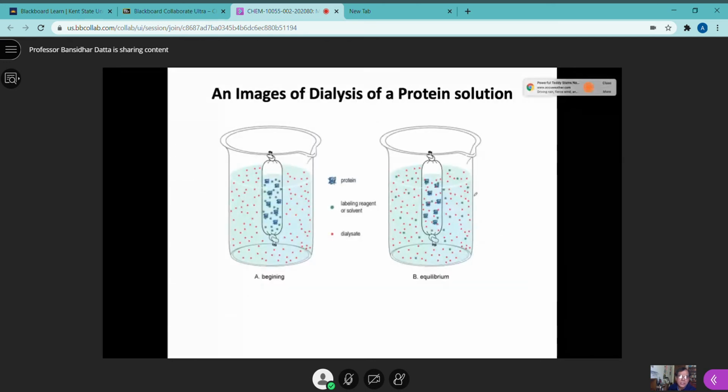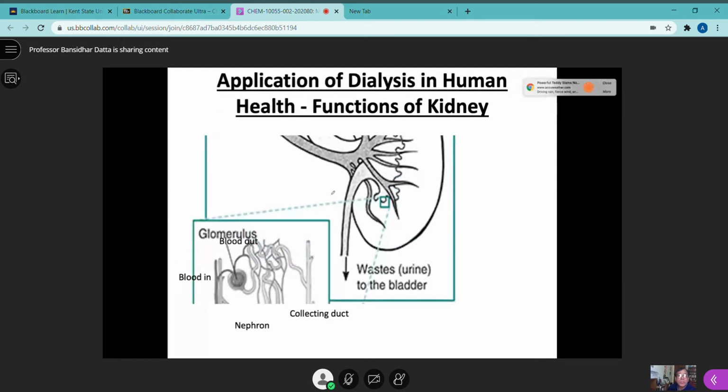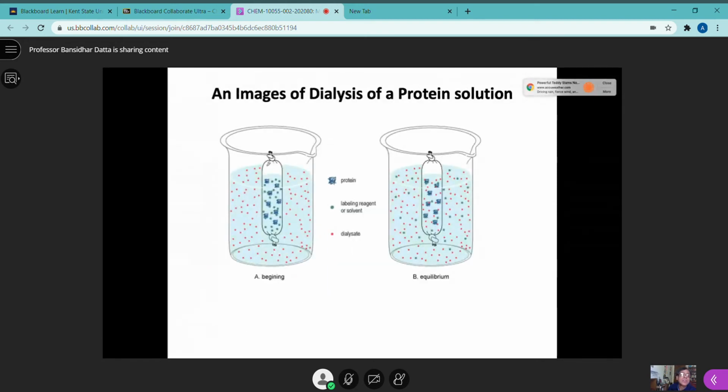So this is the image of the dialysis of protein solution, for example. Protein is the bigger particles, right? We have 75% protein in our body. Protein is a molecule, right? We eat protein, egg, right? So if you have a beaker, for example, like this, and you have the solution outside, and you have inside the protein solution. And this is the dialysis bag. This is called dialysis bag, and it is a semi-permeable membrane.